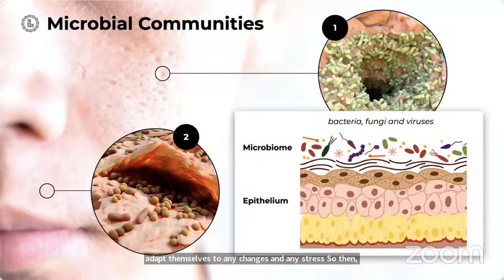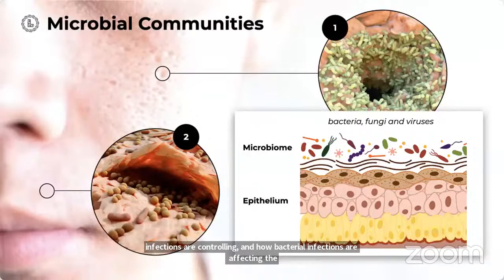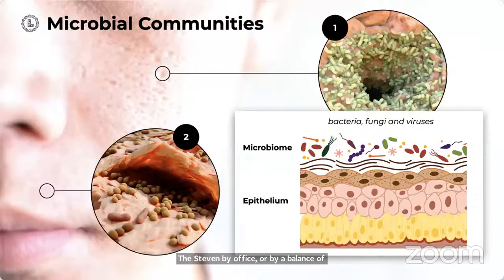And these sensing activities are also involved in the pathogenic potentials of some bacteria and the virulence of some viruses and bacteria, and it is therefore extremely important to understand how bacterial infections are controlled and how bacterial infections are affecting the symbiosis or balance of microbial communities and their abundance in these biofilms, right?